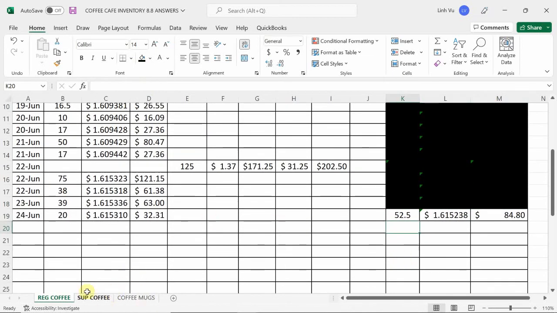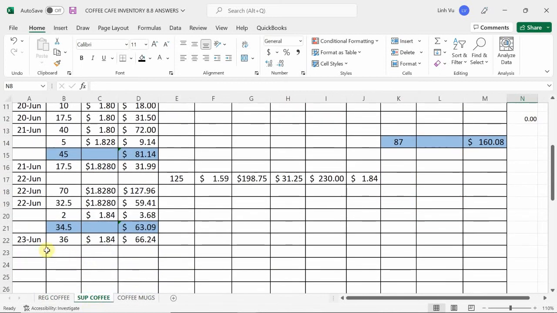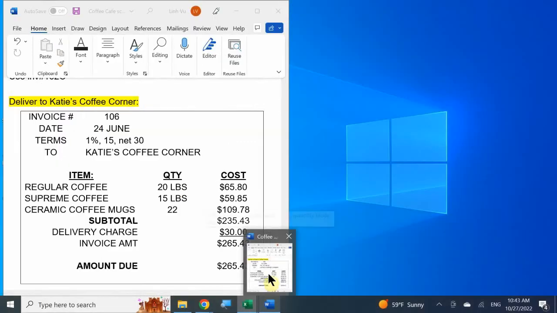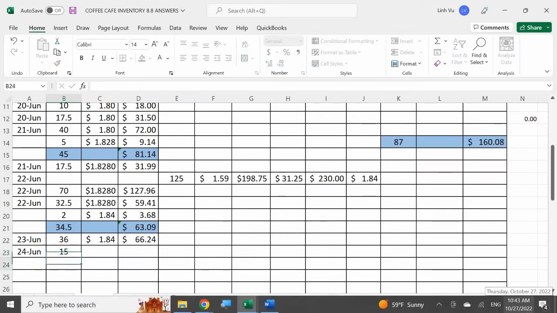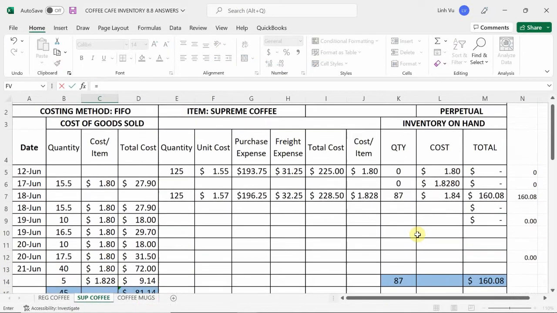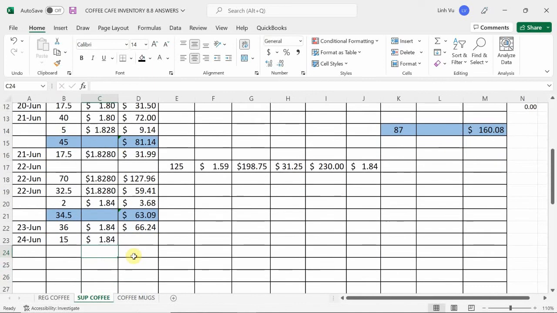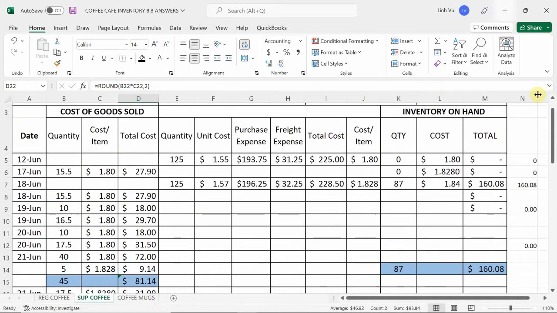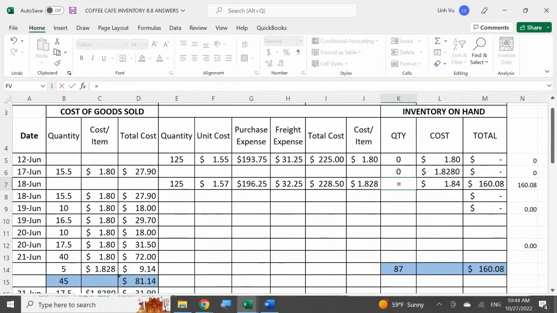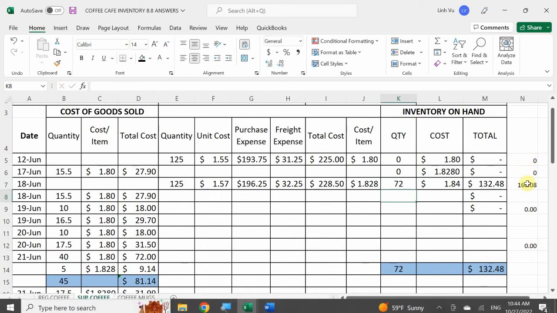Okay. So then let's go to my Supreme Coffee. Today's the 24th, we sold 15 pounds, I believe. 15 pounds to Katie. I only have one batch of inventory left, so my cost per item is 1.84. So what is my total cost of goods sold if I sold 15 pounds at $1.84? 27.60. So let's update my inventory. I sold 15, so 87 minus 15, 72.